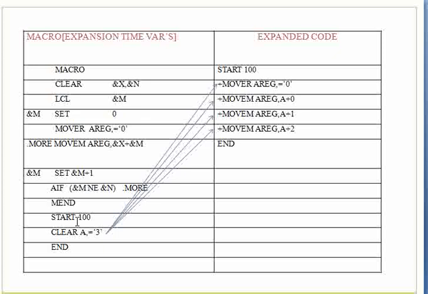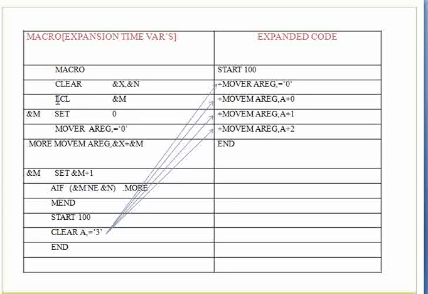Initially you have START 100, which is written over here. Now I wish to clear a memory word represented by A. How many memory locations? 3 memory locations. So A, A plus 1 and A plus 2. Initially X takes the value A and N takes the value 3. So we understand that this is a macro call.